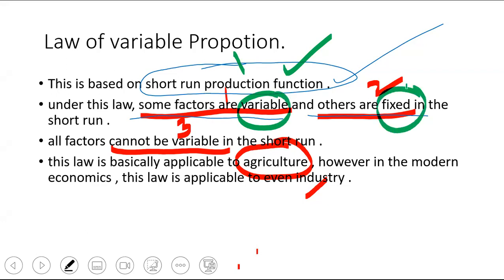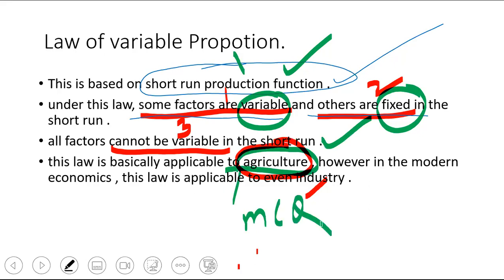You are aware that in the short-run production function, all the factors are not variable. Some are fixed, some are variable. All factors cannot be variable in the short run. This law is applicable basically to agriculture. This is also a good MCQ. However, in modern economics, this law is applicable even to industry.